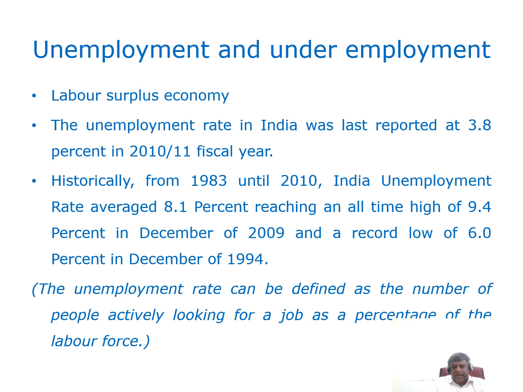The unemployment rate in India in 2021 was 5.98%, down 2.02% from the previous year. The unemployment rate in India for 2020 was 8.8%, up 2.73% from the previous year. The unemployment rate in India was last reported at 3.8% in the 2010-11 fiscal year. Historically, from 1983 until 2010, India's unemployment rate averaged 8.1%. The unemployment rate can be defined as the number of people actively looking for a job as per the labor force.